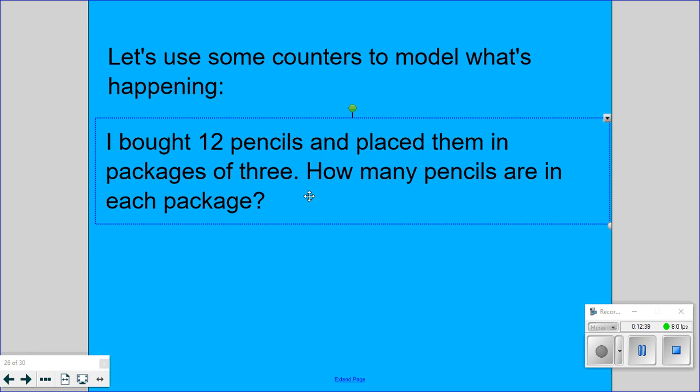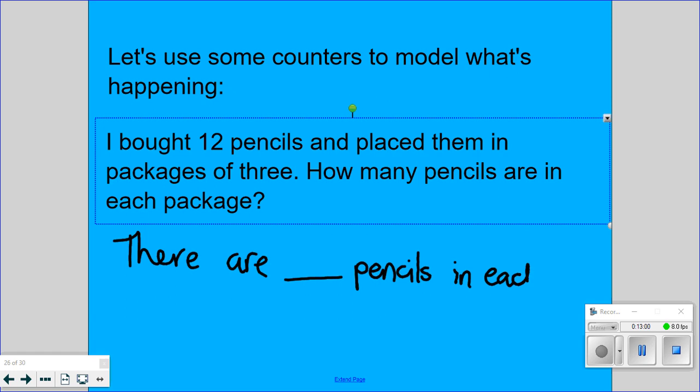Let's write an answer sentence. There are, mystery number, we haven't done it yet, blank, pencils in each, I'm just going to write pack instead of package. If you want to write package, go for it. If you want to write pack, go for it. So I know we're counting pencils, specifically how many are in each pack.